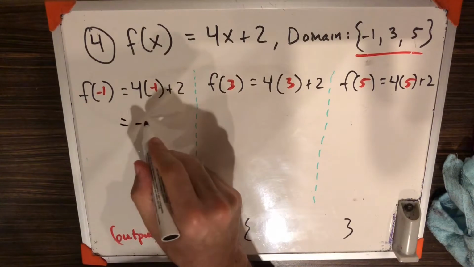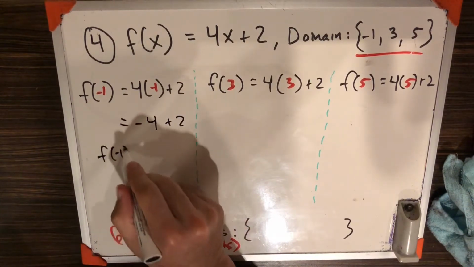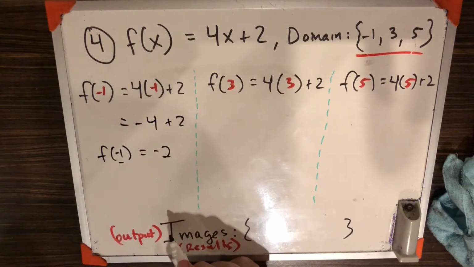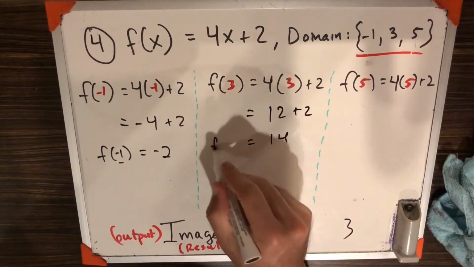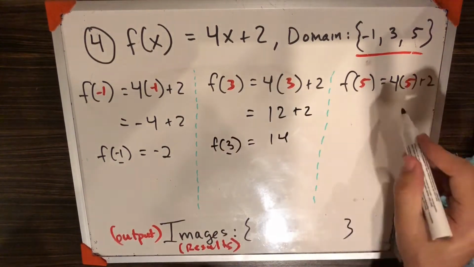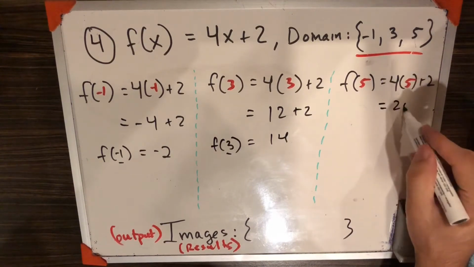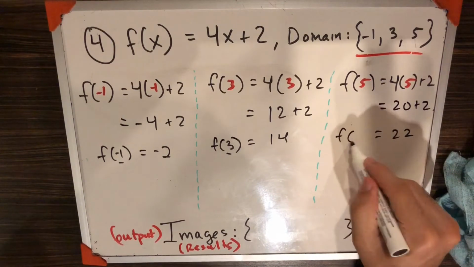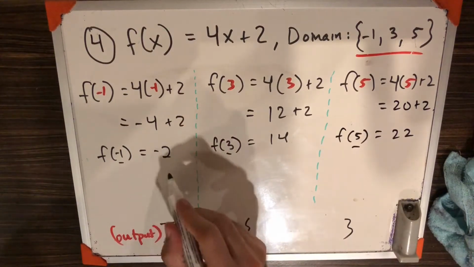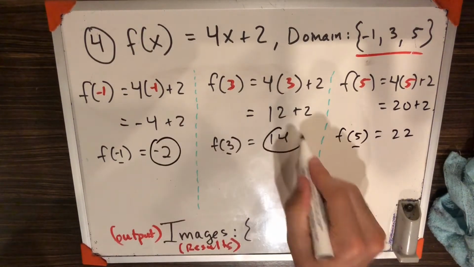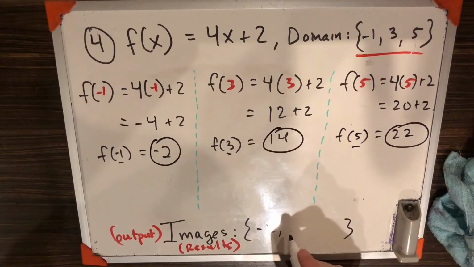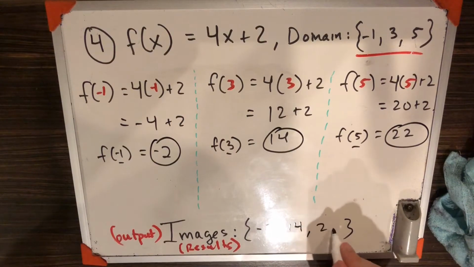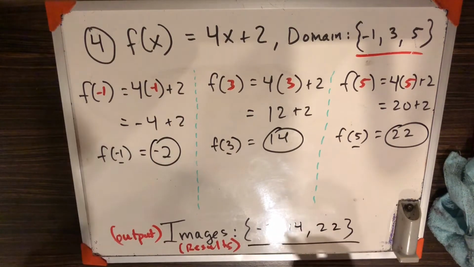-4 plus 2 ends up being, well, f of -1. When we input -1, we end up getting -2 back. When we plug in 3, that ends up being 12. 12 plus 2 ends up being 14. When we plug in 3, our output ends up being 14. Our input's 5, that'd be 20 plus 2. This would be 22, so our input of 5 ends up getting us 22. We have our outputs of -2, 14, and 22. So this is exactly what our image set would be represented as. Okay, so here would be your answer.